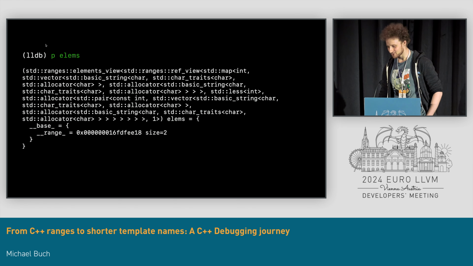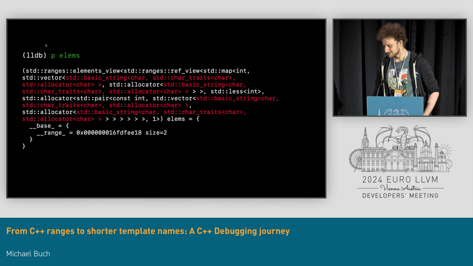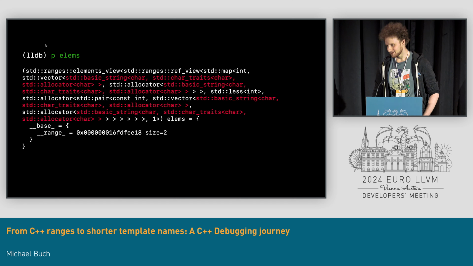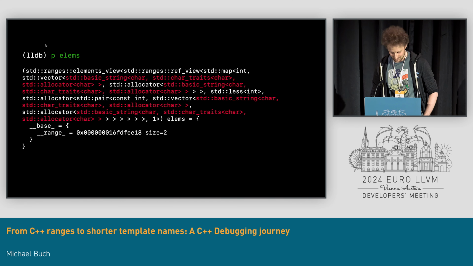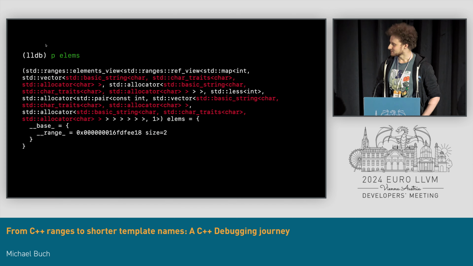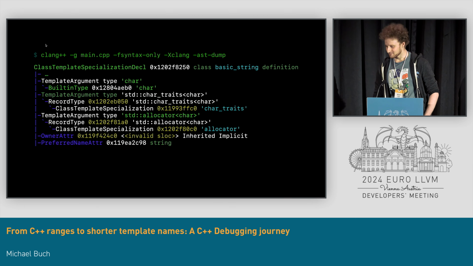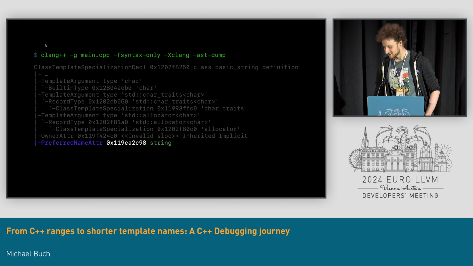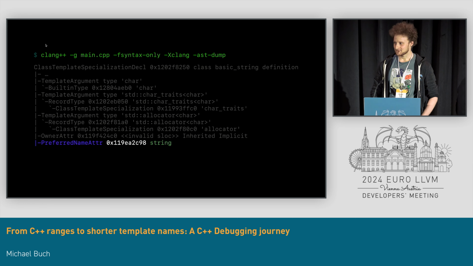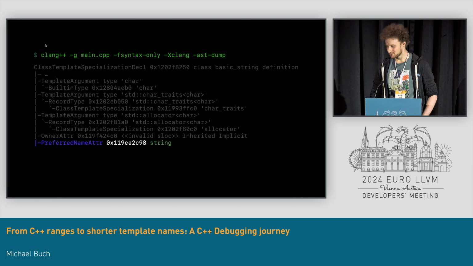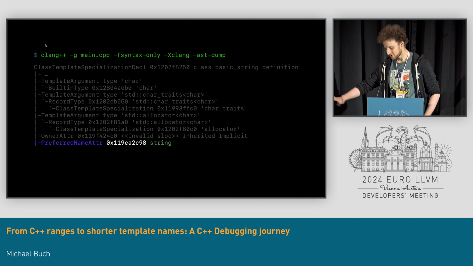If we go back to this example, the first thing you'll notice is all these std::basic_string references, which we never actually specified in the source. So why are these printed if the type printer can actually omit these? Usually to debug these kinds of things, we go to the Clang AST, which looks something like this, for example. At the bottom, you'll see that there's this preferred name attribute, which creates the link between the std::string and the std::basic_string instantiation. So Clang knows how to deal with it.